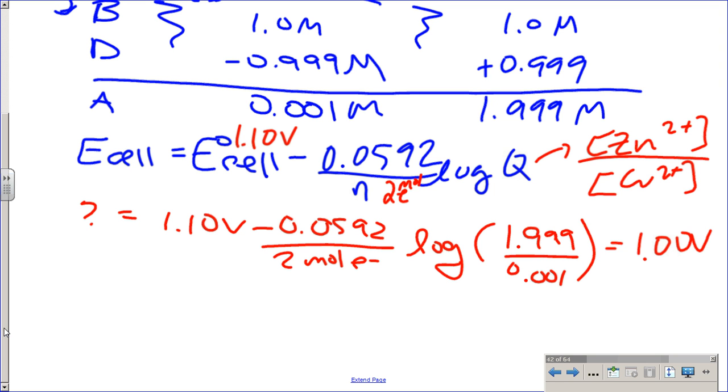Is it 1.0 or? Yeah, it is 1.00. That's what you said, Abby. Yeah. It doesn't decrease by much, but it does decrease. And you can also explain that with Le Chatelier's principle. All right, cool.